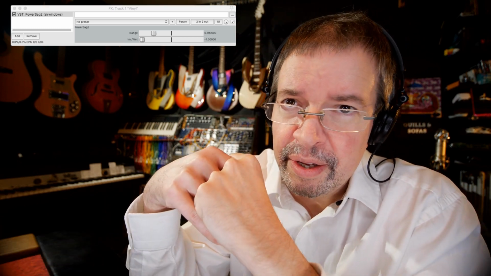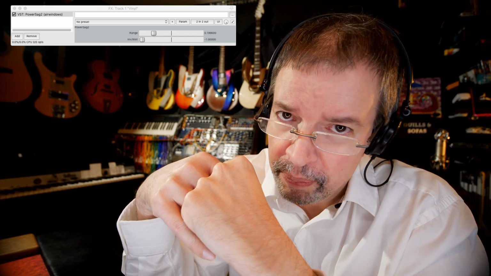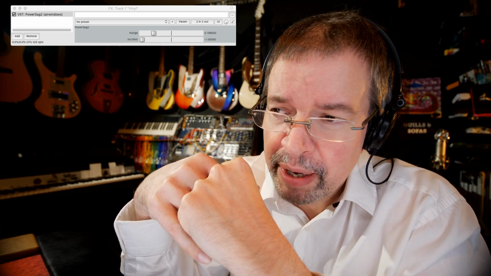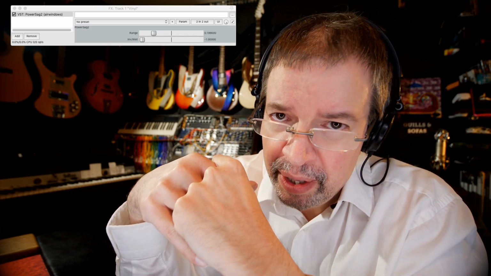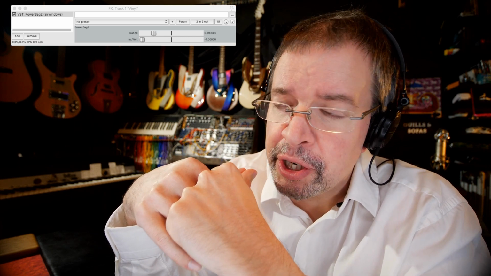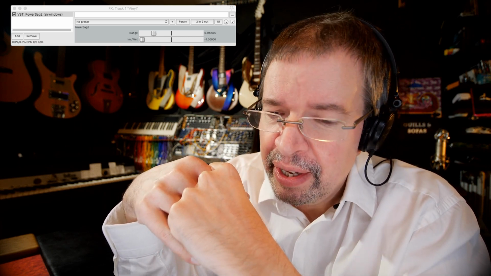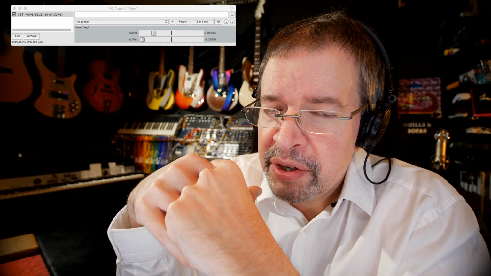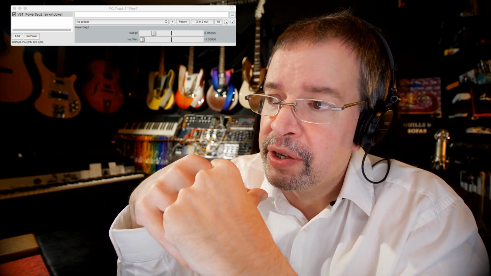So that is PowerSag2. It should be running more efficiently than PowerSag1. It's got the invert in it, which the PowerSag1 didn't have. And it is as free as all of my other plugins.